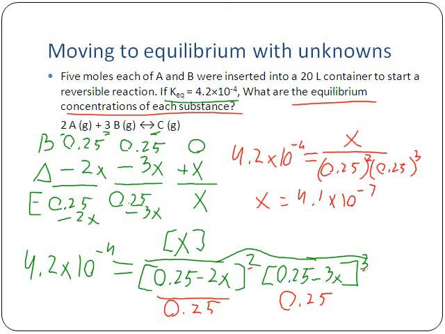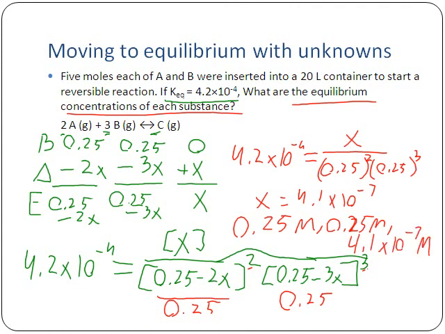Here we started off with the equilibrium concentration of A being 0.25 minus 2x. Well, 0.25 minus 2x is basically going to be, since x is so small, 4.1 times 10 to the negative seventh, basically 0.25 molar. For our second one, 0.25 minus 3x, it's going to be the same thing. It's going to be 0.25 molar in this case, because that's basically the same thing. But for our last one, it is just x. X we just found is 4.1 times 10 to the negative seventh molar.